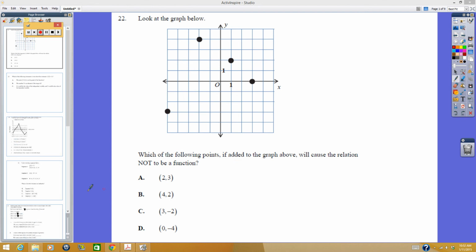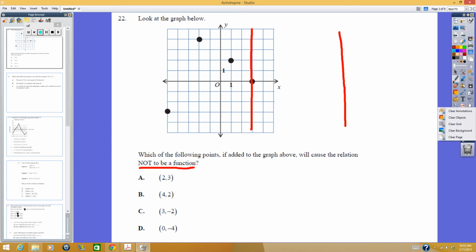Alright, so your question is which of the following points, if added to the graph above, will cause the relation to not be a function? And we learned in class that if you do the vertical line test, you draw a line through any points. If it has two y values, so I'll draw an example. Like if there was a point down here, this vertical line hit 2 points, so it fails the test.